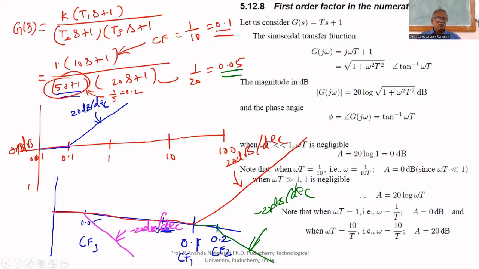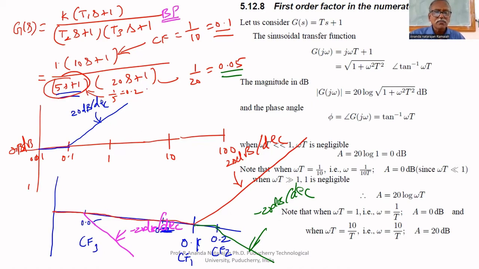3 plots I got. 4 plots actually. K equal to 1, that's why it is 0 dB always. If you add all these 3 plots together, you will get the Bode plot for this. You have to add all these together.